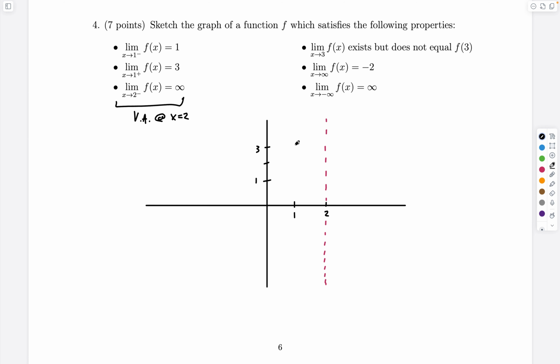Maybe I solidify at least this part here, right? So I kind of go up, and I'll have 3. Make sure we kind of check this off. I've got an asymptote on the left side. So now let's look at this next one.